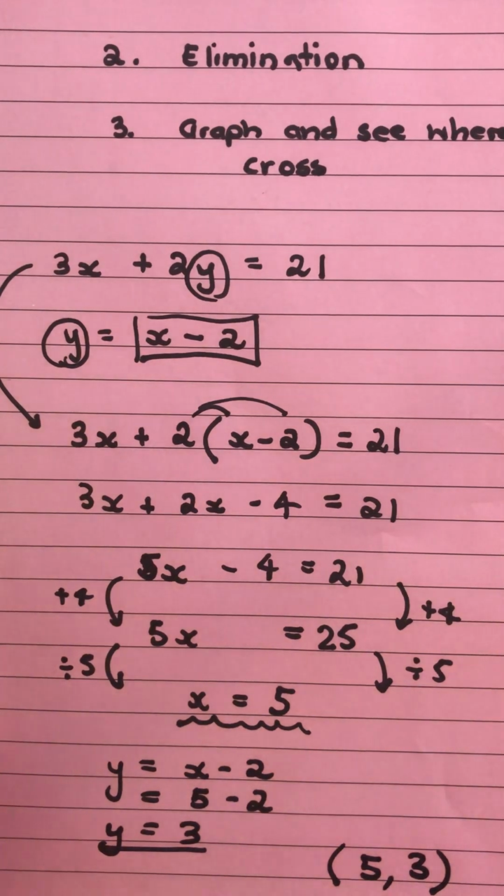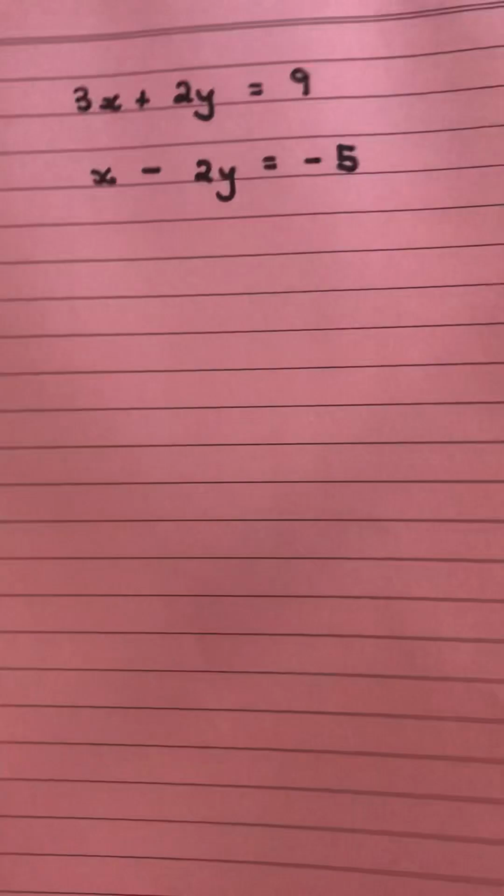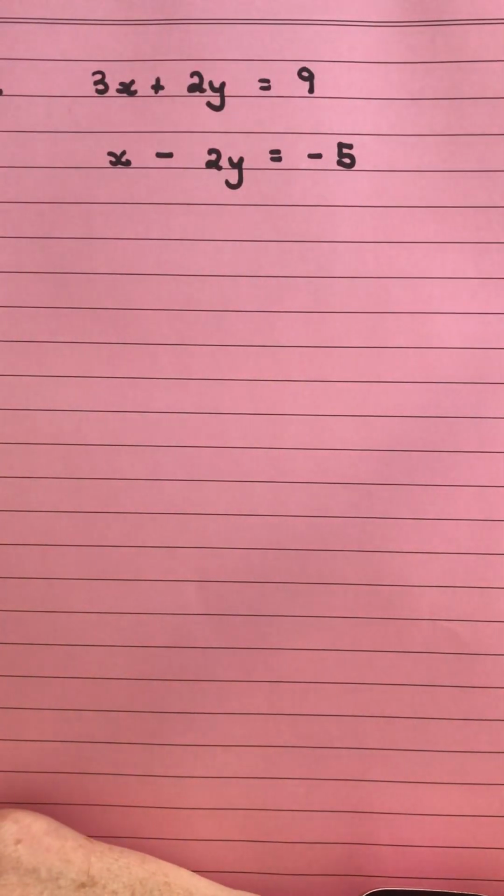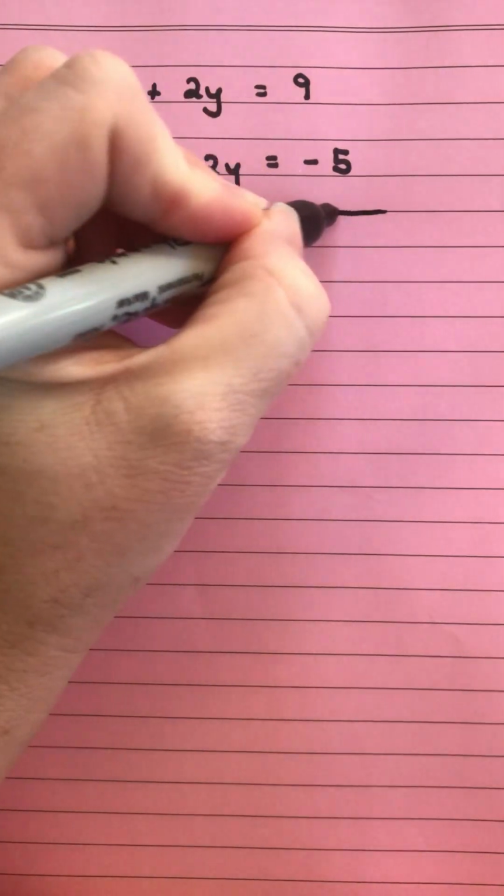Okay, looking at the next example, we've got 3x plus 2y equals 9, and x take away 2y equals minus 5. Looking at that, I can see that I have the plus 2y and the minus 2y. This is telling me that elimination is a good method for this one. Now with elimination, you also can do ones where you have the same.